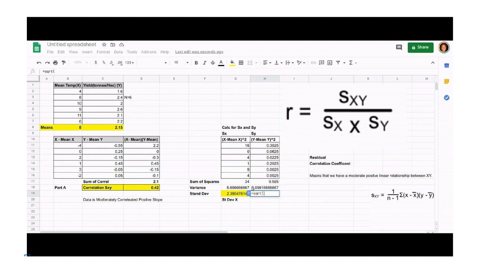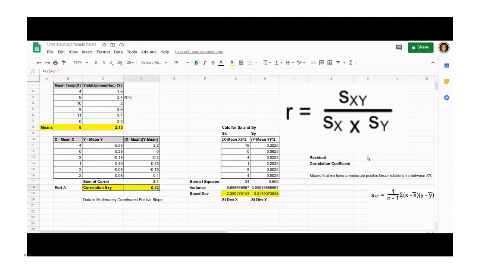Well, not 1 divided by 6, but the square root of that information. So now that is the standard deviation of X and Y. Now we've got the components for the top and the components for the bottom of our equation, of our residual. So now let's go and figure out what the residual is.